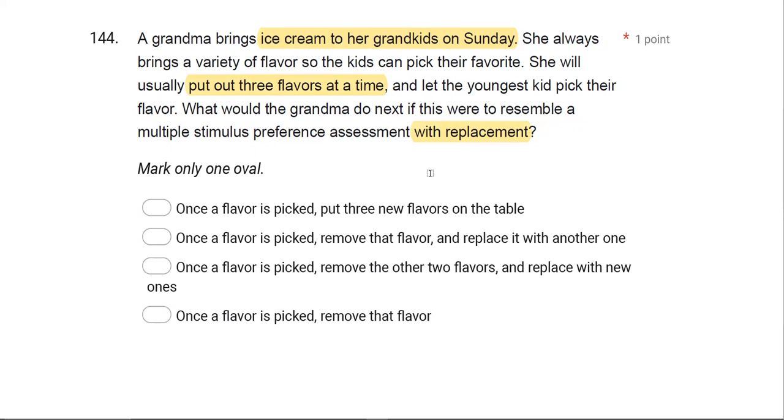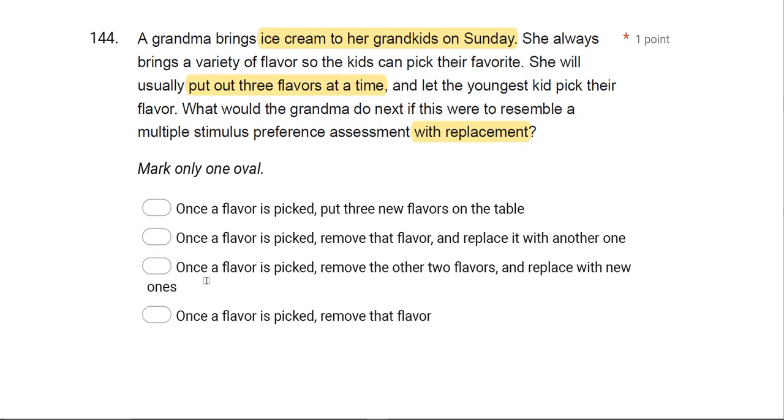It is not, okay? With replacement, we don't replace every stimulus. B, once a flavor is picked, remove the flavor and replace it with another one. Now, careful. That's also not how it goes. We're not removing the flavor that was picked.